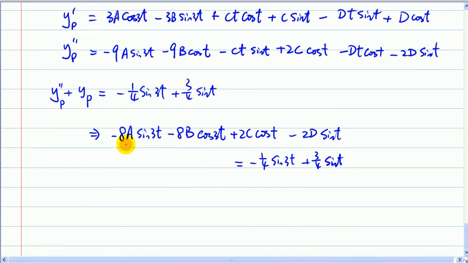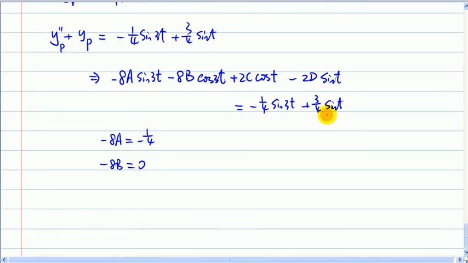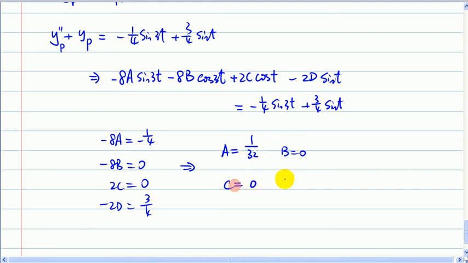I'm going to have to compare coefficients in order to solve that. The sine 3t coefficient is -4 and -1/4, so that means -8A equals this. We don't have any cosine 3t there, so -8B equals 0. We don't have any cosine t coefficients there, so 2C equals 0, and -2D equals 3/4. So what does that give us? A equals 1/32, B is 0, C is 0, and D is negative 3/8.